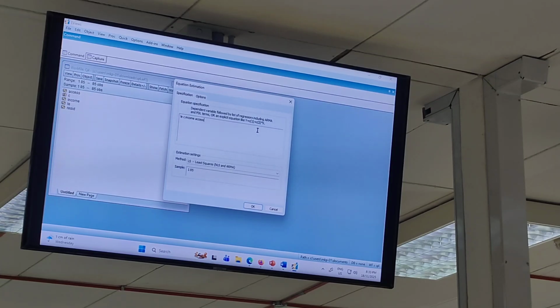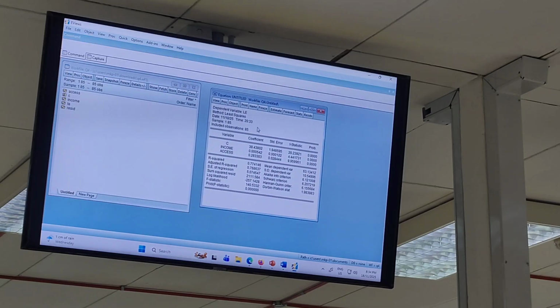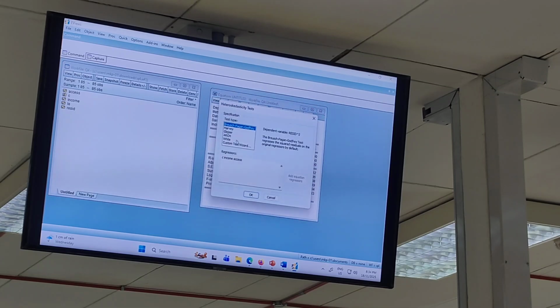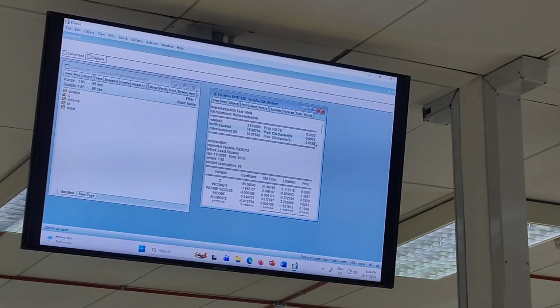So use the White test. You estimate the model and then test the presence of heteroscedasticity by conducting a White test. Go to View, Residual Diagnostics, Heteroscedasticity, select White. Okay, select White and then we conclude. Based on the White test, the model has heteroscedastic error variance because the p-value is smaller than 0.05.